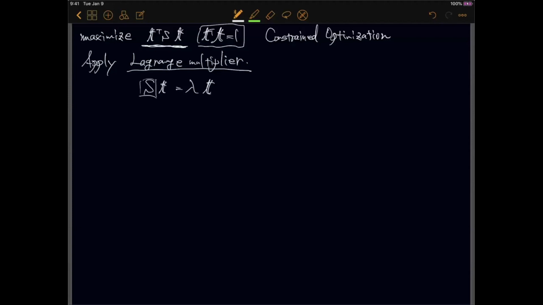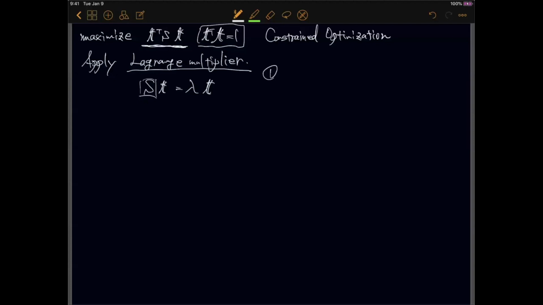One really important result from principal component analysis is that the vector used for the linear mapping, the vector which maximizes the variance of z in the subspace, is the eigenvector of the covariance matrix. That's a very important result of principal component analysis.